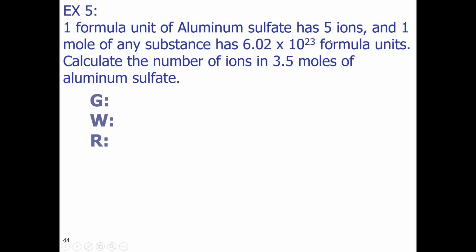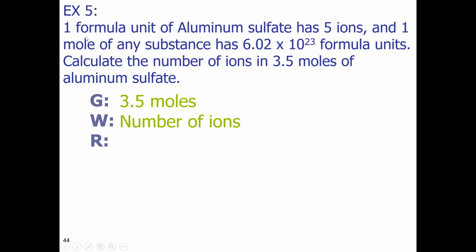The problem continues on. Calculate the number of ions in 3.5 moles of aluminum sulfate. Just that last sentence, I am able to easily pick out the W, what I want, the number of ions. And the given usually follows the want. Therefore, 3.5 moles is a good assumption of the given.